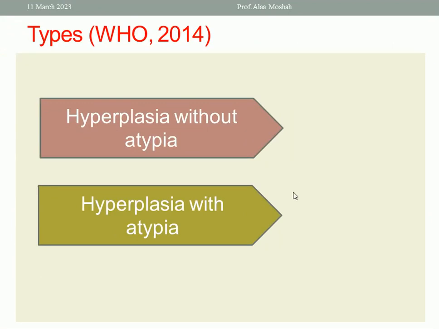According to the WHO, endometrial hyperplasia is classified into 2 categories. Hyperplasia without atypia, which is less likely to convert to endometrial carcinoma, and hyperplasia with atypia, which is high risk to progress to endometrial carcinoma. So we have 2 types: hyperplasia without atypia and hyperplasia with atypia.